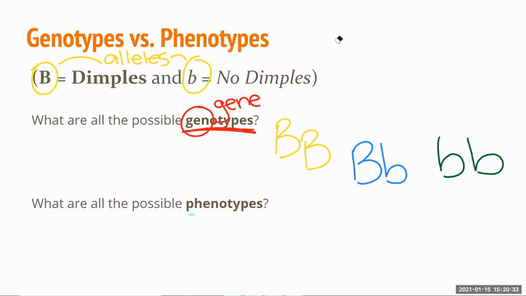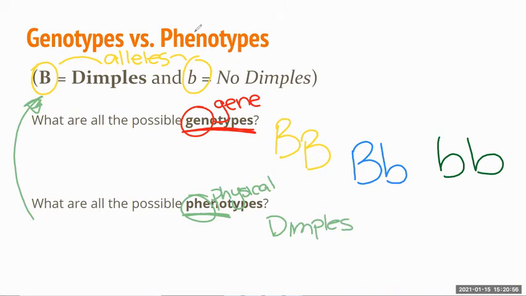Then, what are all the possible phenotypes? Phenotypes are our physical characteristics. Okay, so up here it tells us what physical characteristic we're looking at here. So our phenotypes will be either we have dimples or we don't have dimples. Those are our only options in this problem. Either have them or you don't. There's no in between.